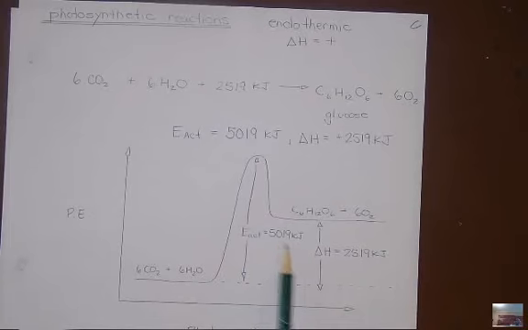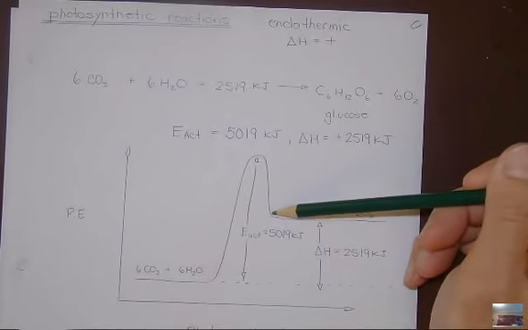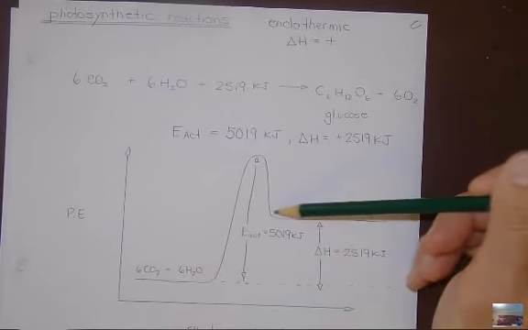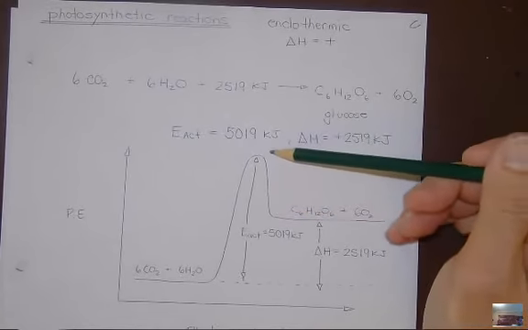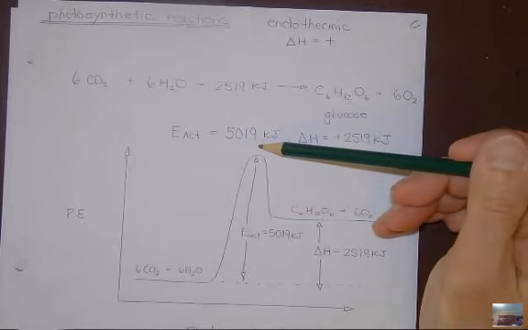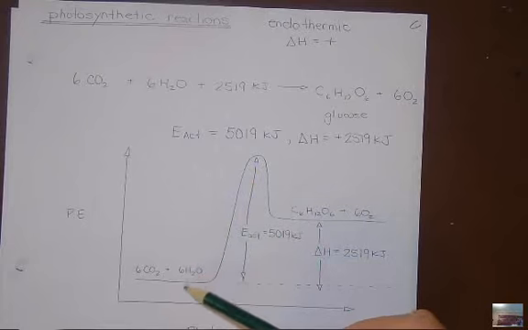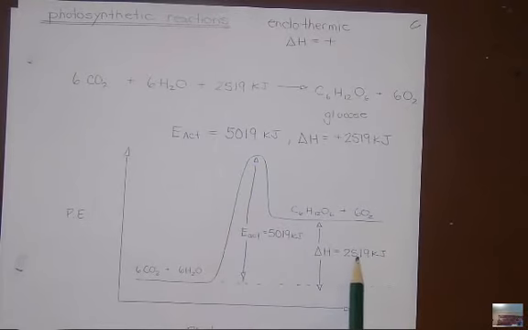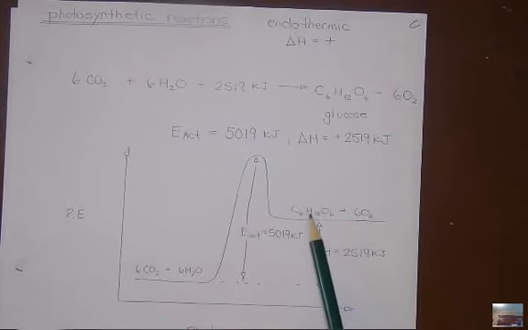It would be 5,019 minus 2,519, which would be exactly 2,500. So going backwards, the energy of activation, which is defined as the amount of energy from the starting point to the highest point, would be plus 2,500. And last piece, how much would delta H be going backwards? Well, that's just the same exact number, only with a minus sign. Because going forward, I go uphill, so it's positive, endothermic. Going backwards, I go downhill, exothermic.